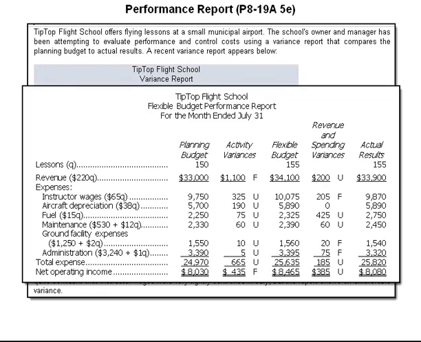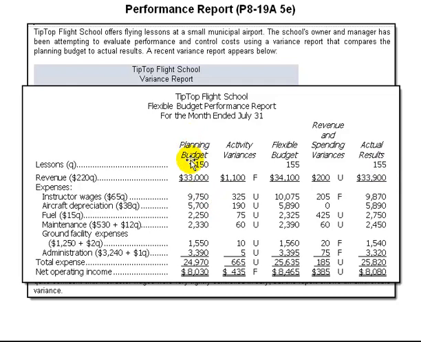What we're asked to do on this problem is to prepare a flexible budget performance report, and you see that. I just dropped it right on top of the information. We look at the planning budget, which was based on 150 units, and we compare it to the flexible budget, which would be based on the actual units, and we had 155 units.